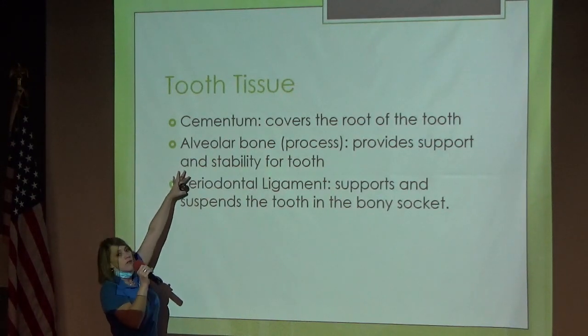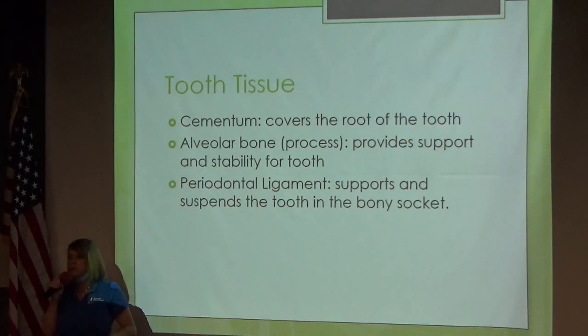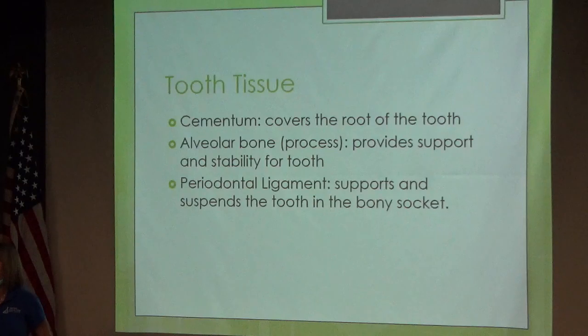Now, the alveolar bone, okay, alveolar bone, it's also referred to as alveolar process because when we study head and neck anatomy, and we look at the maxilla and we look at the mandible, one of the processes that we'll look at will be the alveolar bone process. So it's referred to in dentistry as either alveolar bone or alveolar process.